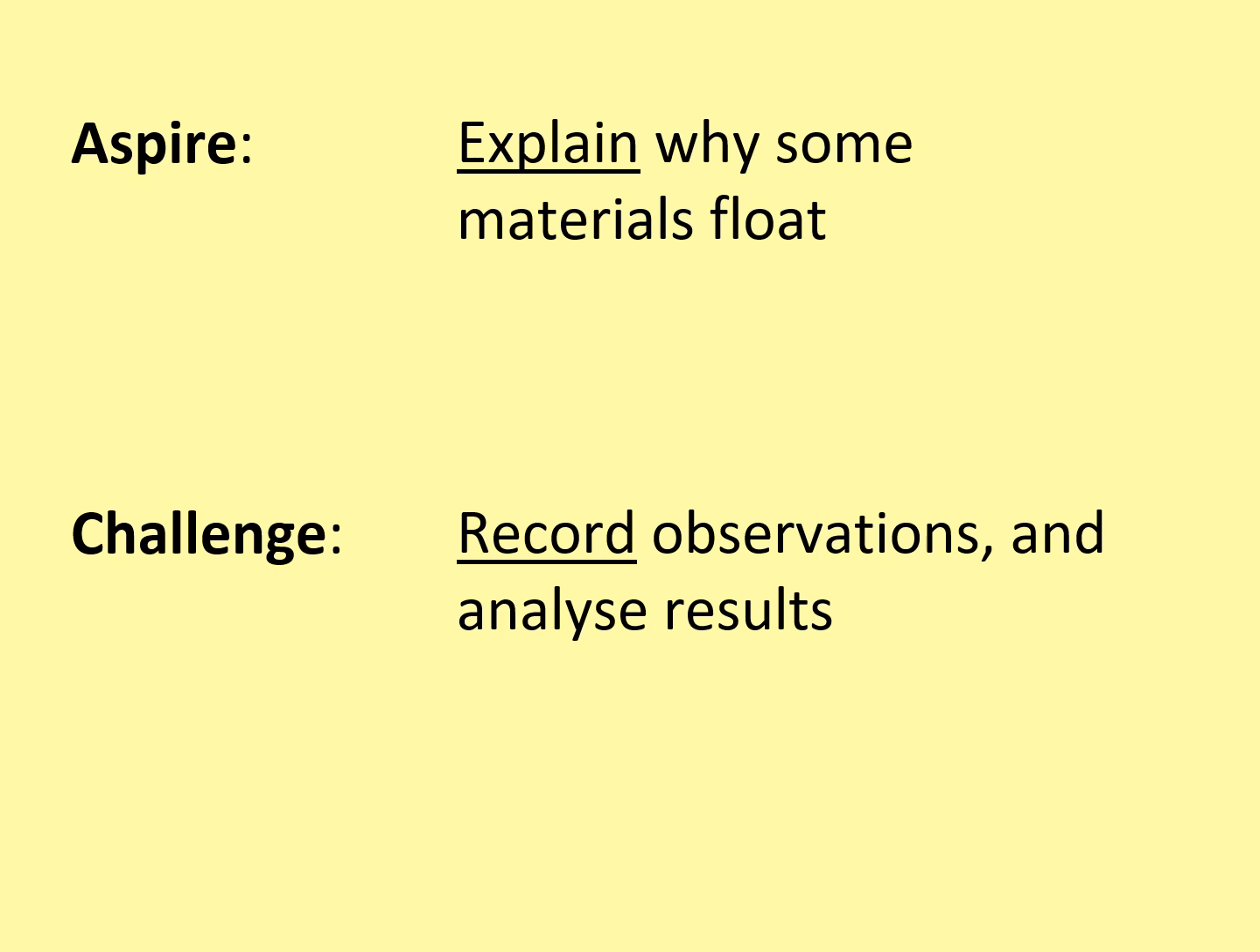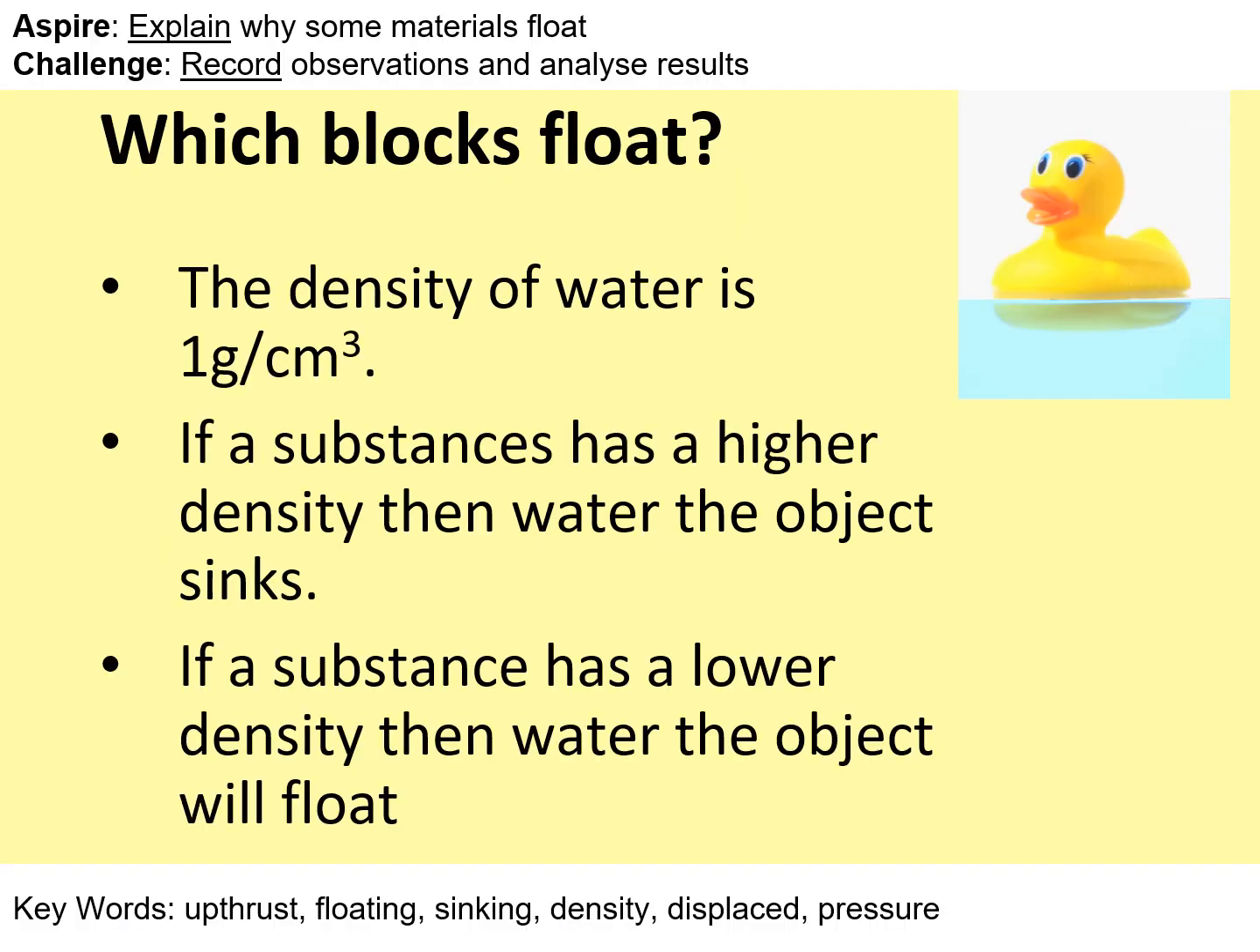So what we are going to do today is record some observations and then analyse some results. But then the aim here is to explain why materials float and why some materials won't float. To find out if an object will float or not, we need to know two things. We need to know the density of water. Now, the density of water is pretty similar everywhere, unless it has other materials in it, which we will look at in a second. But generally, the density of water is 1 gram per centimetre cubed.